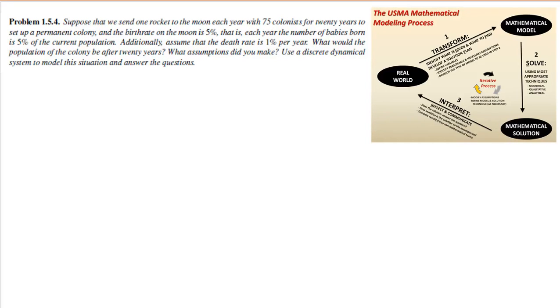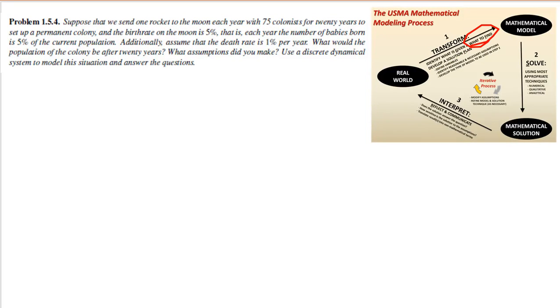First, when we take this real-world problem and transform it into a mathematical model that we could then solve, we need to identify what is given in the problem. Here you can see we have a birth rate, we have a death rate. We also know that the rocket actually goes to the moon each year, and we send 75 colonists each year for 20 total years.